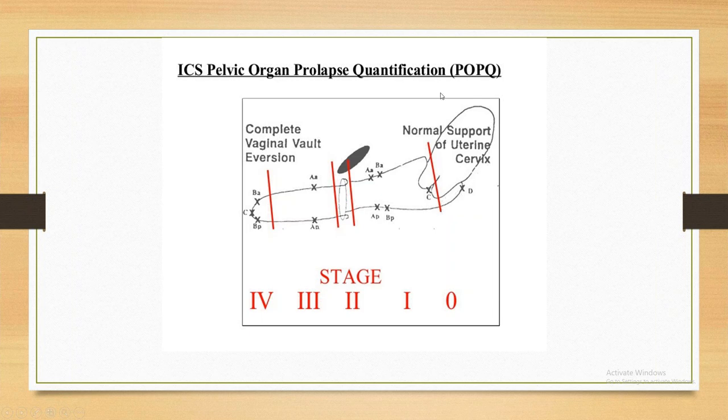Stage 0. Now, stage 1 values depend upon the TVL. Suppose TVL is 9 centimeters. Because TVL minus 2, any values from minus 7 to minus 1 become stage 1. Any values from plus 1 to plus 7 become stage 3. Anything more than plus 7 becomes stage 4. And anywhere from minus 1 to plus 1 becomes stage 2. Got it? We will see in the examples.